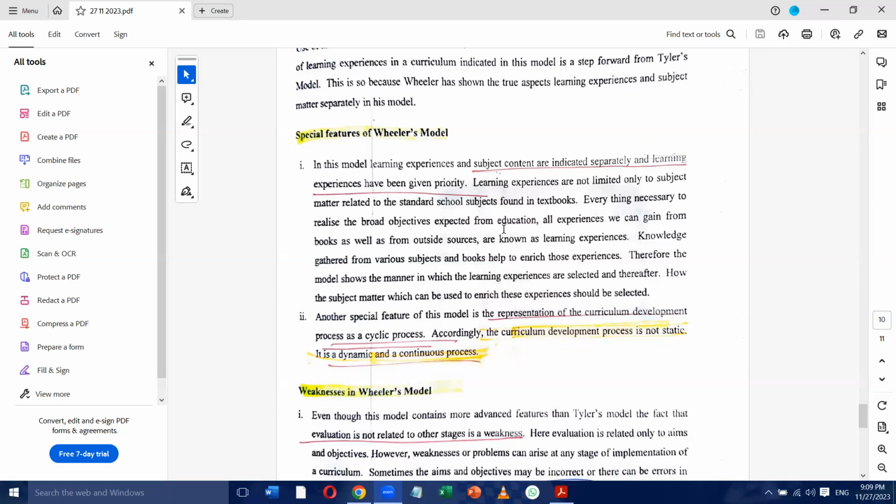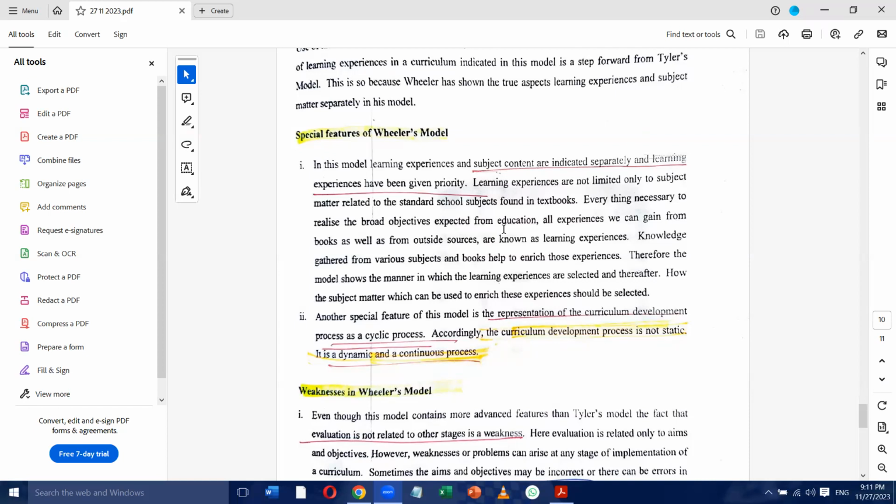So Wheeler has given a special point. He has given specially something that is known as a learning experience. The teacher can develop it from the textbook or text materials. Knowledge gathered from various subjects and books helps to enrich these experiences. Therefore, the model shows the manner in which the learning experiences are selected, and thereafter how the subject matter which can be used to enrich these experiences should be selected. So that is one point. Simply put, Wheeler has given priority and authority to the teacher to select the best content or the best delivering system that suits his or her students. To get that, he should go just beyond the textbook, because he has to see the students' knowledge and experiences gained, as well as the teacher's experiences and knowledge.